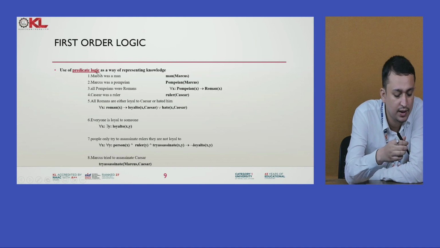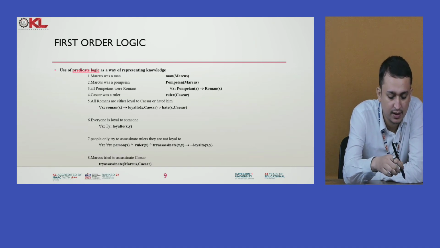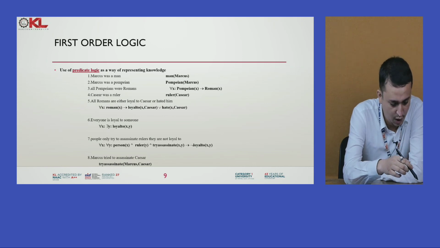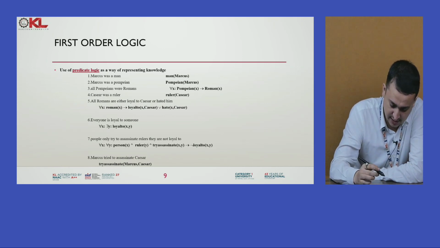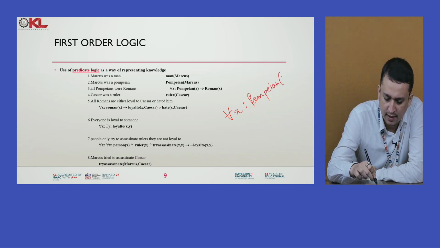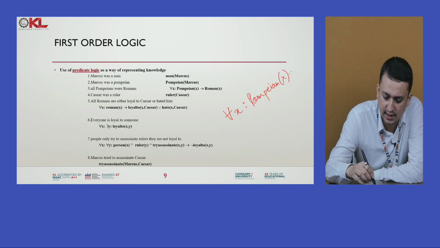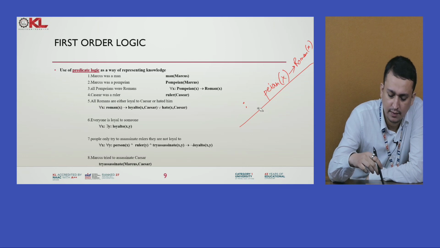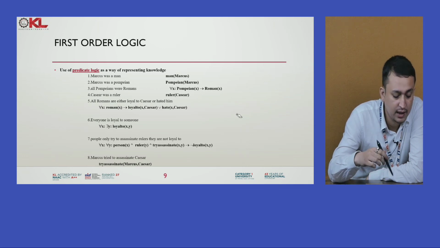Okay, similarly look at the next statement, Marcus was a Pompeian. Same thing, you need to find out the predicate. Here the predicate is Pompeian, Marcus is a Pompeian. Look at the third statement, all Pompeians were Roman. Here see, this is the representation: for all X, suppose X is a Pompeian, then we can say that X is also Roman. Okay, now look at the fourth statement.